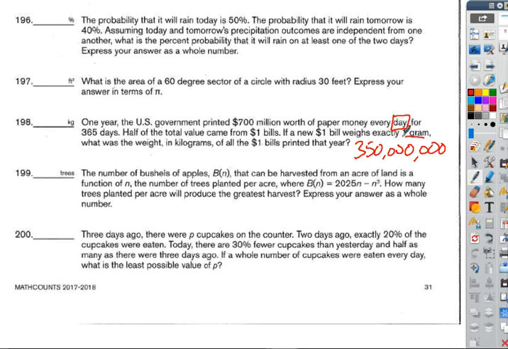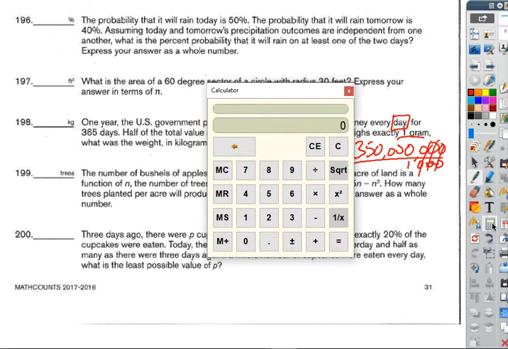And each bill weighs 1 gram, so it stands to reason that we have 350 million grams of dollar bills per day. Well, there are 1,000 grams in a kilogram. So that means we have 350,000 kilograms of dollar bills per day. But wait, that's in 1 day. We want per year.